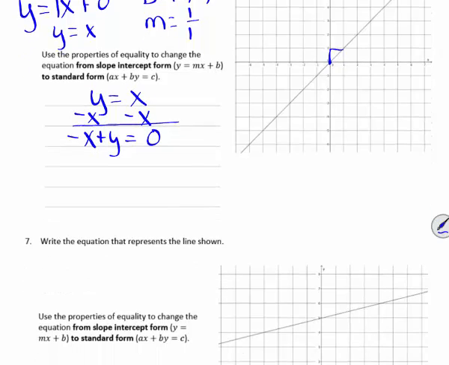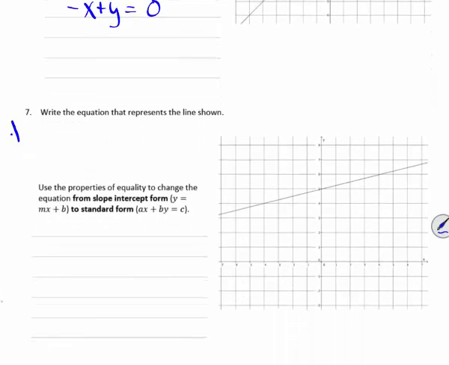All right, I'm going to have you guys try number 7. Try this, and then we'll see how we do. But other than that, if you have any questions, bring them to class and have a good night.